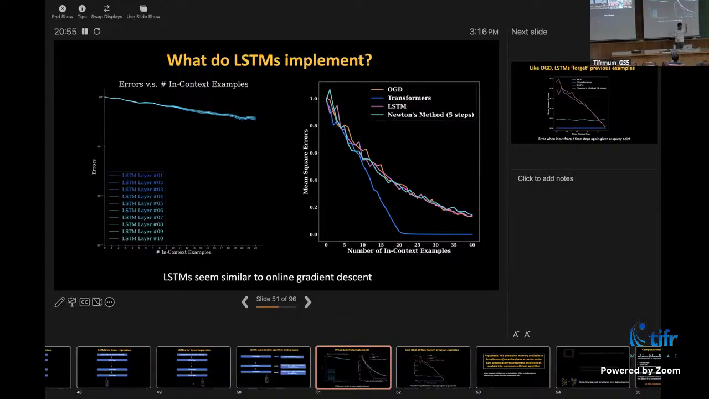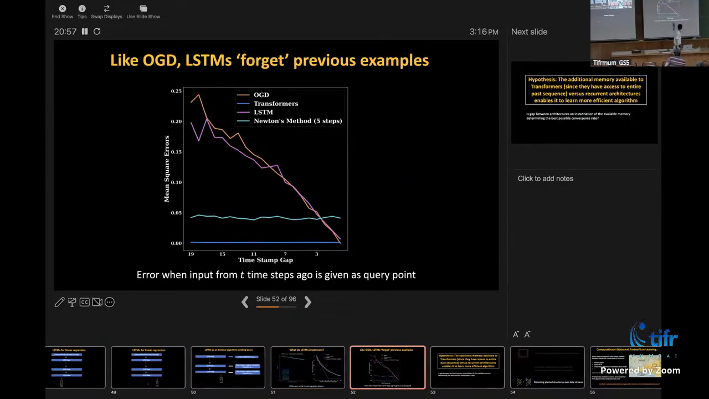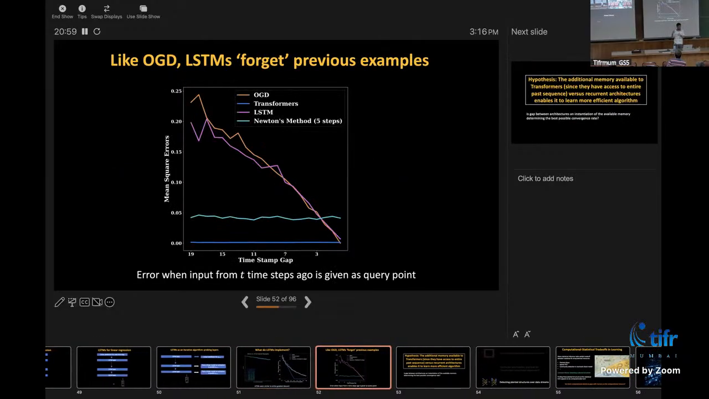The reason we did that comparison is to see how even 5 steps of Newton, which doesn't get a very large error, gets an error similar to what you get with OGD, but it is very different in terms of the type of error. It's not forgetting previous examples, whereas with OGD or LSTMs, you're forgetting previous examples.